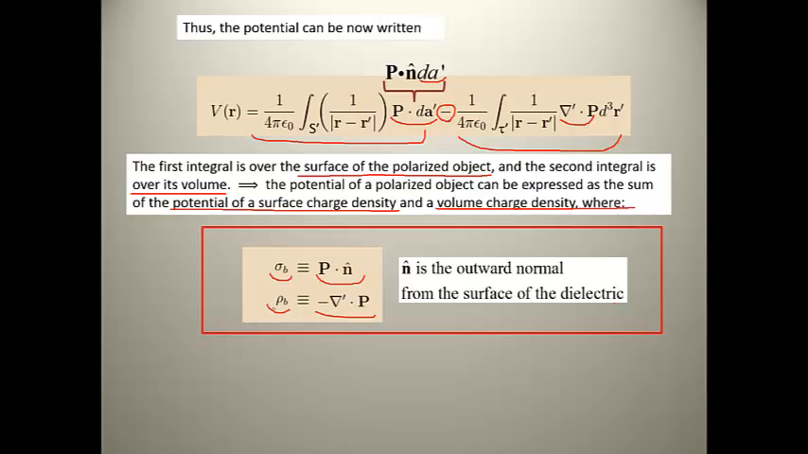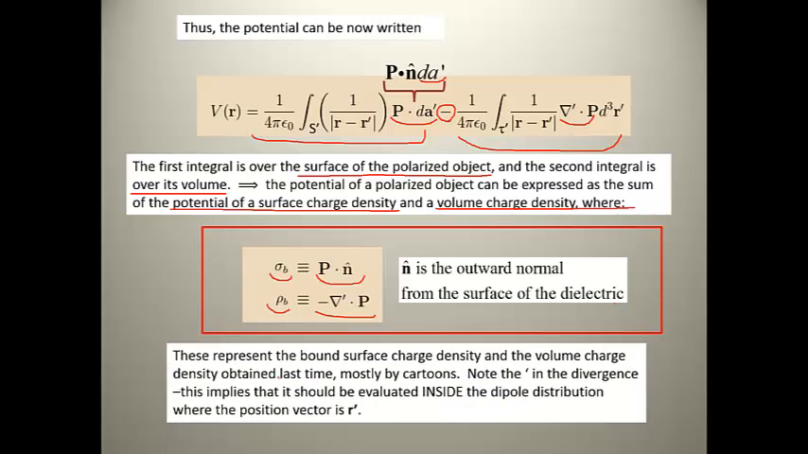So that's a very important result. These are equations for surface charge density and volume charge density due to a polarization of the dielectric. And this is the polarization as a function of position. So these represent the bound surface charge density and the volume charge density obtained before when we used just cartoons, basically in parallel plate geometry.